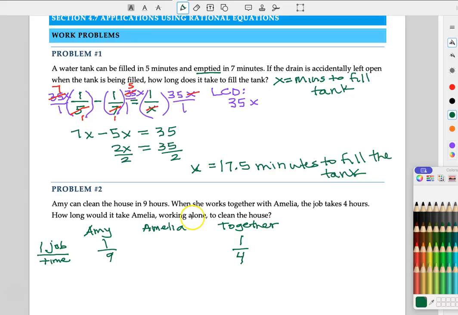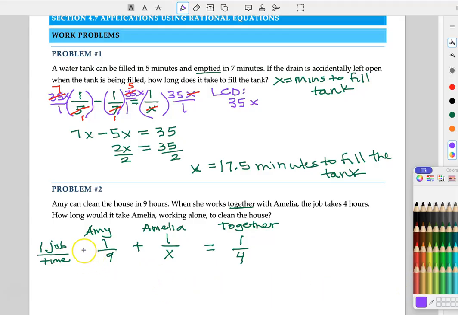Okay, and what we're trying to find is how long it would take Amelia working alone. So one job in x hours. And since they're working together this time, not against each other like the last one, we'll put a plus sign in between these. So we'll have however much Amy can do plus what Amelia can do equals what they can do together. Okay, so what would our LCD be on this?